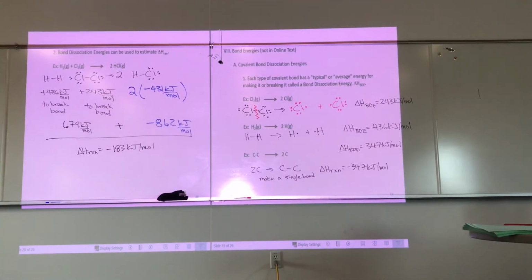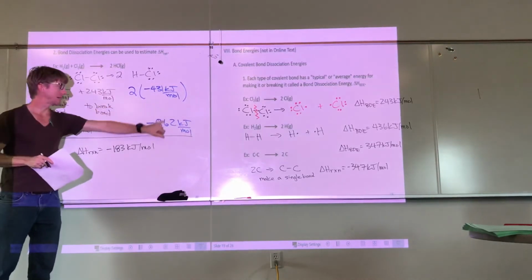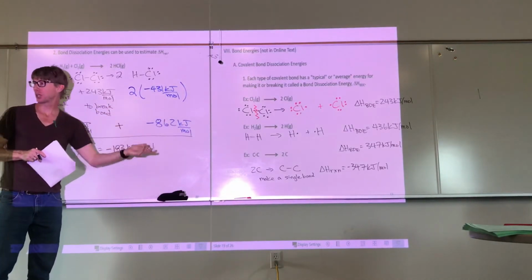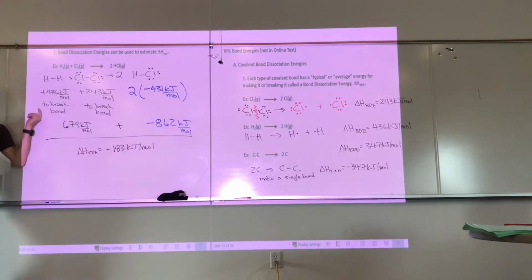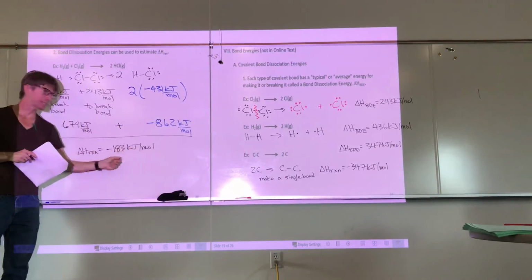So a couple things about this. One is, the way I remember it is, breaking bonds always positive, making bonds always negative. The list is all for breaking bonds because they're bond dissociation energies, so they'll always be positive. You have to remember to insert them in this. Next, once you do that, you add up the results to get your final answer.